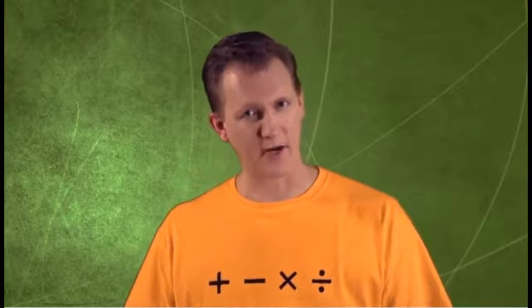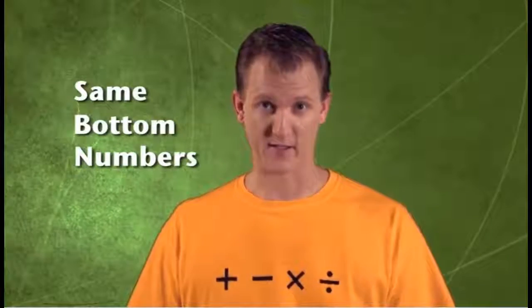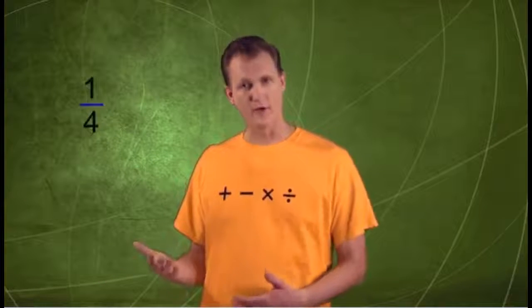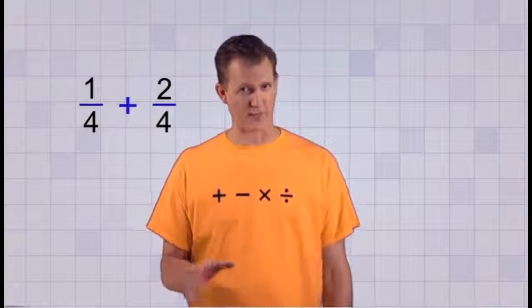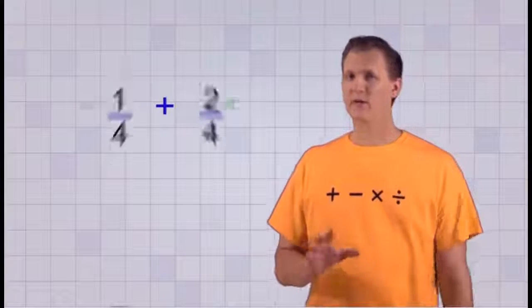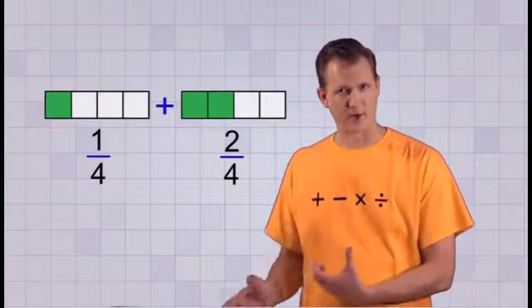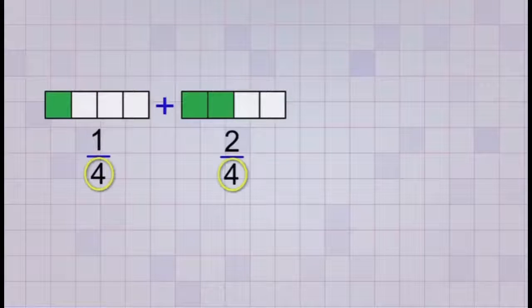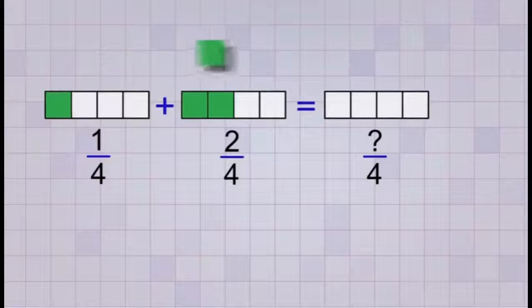Any 2 fractions can be added. But for now, we're only going to add fractions if they have the same bottom numbers, because those fractions are much easier to add. Like these 2 fractions, 1/4 and 2/4. Let's add them together. Again, we can use drawings to help us solve this problem. Looking at the rectangles for these 2 fractions, we can add them visually just by rearranging the parts. Because all of the parts are fourths, our answer will also be fourths. We can just take this 1/4 from over here and combine it with these 2/4, and ta-da, 3/4.